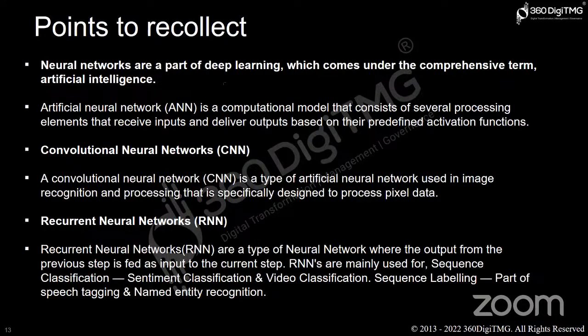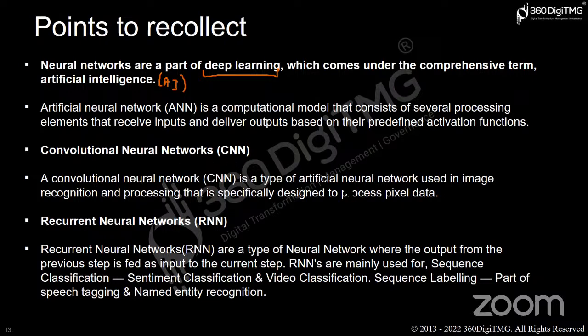So neural networks are part of deep learning. It's called deep learning because you're focusing on much more complex problems, which come under the comprehensive term AI. This is part of artificial intelligence. And ANN is used as a part of neural networks. Okay, so we define some activation function, and based off of that, our model is running.